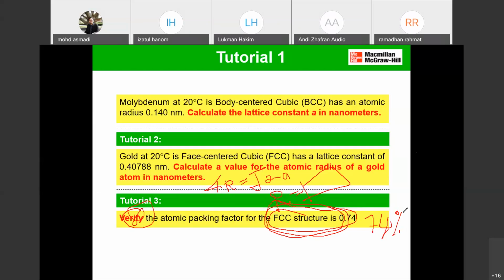Nobody posted in the Padlet? 0.286. Wrong, Lukman. 0.144. Okay, 0.1442. So the answer for tutorial 2 is 0.1442. Please verify the APF for FCC for tutorial 3. Can you verify?